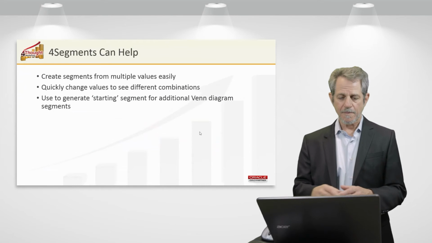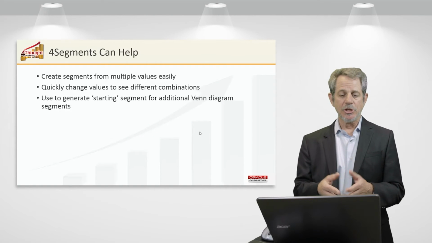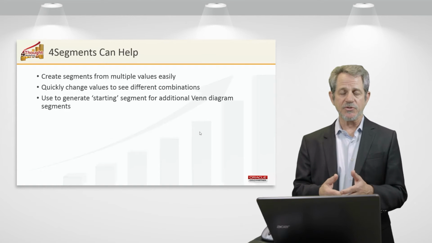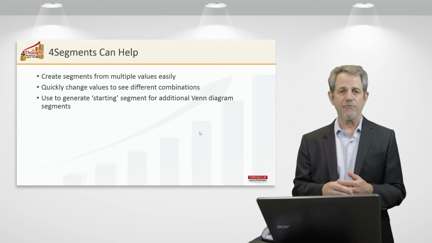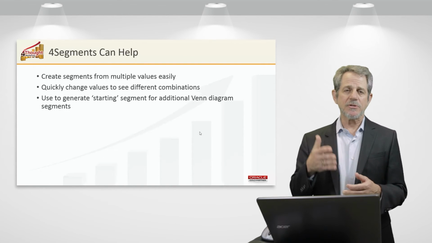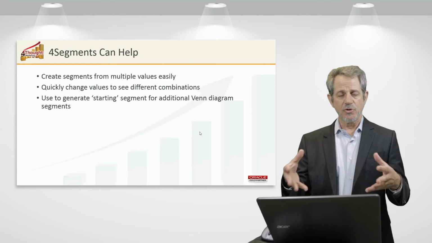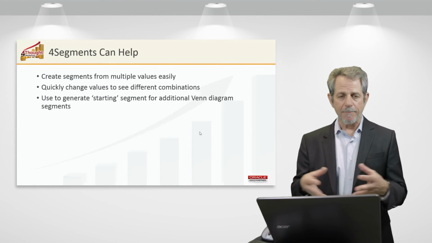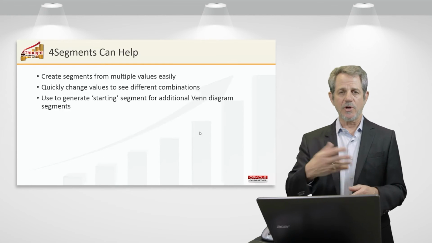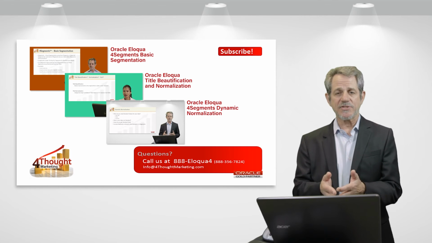So, what can advanced segmentation, matrix segmentation allow you to do? Create segments from multiple values very easily. You just saw me do it in a couple minutes. Quickly change the values to see different combinations, and use it especially as a starting point for your next segmentation. You can store these, save these segments if you need to, but most importantly, combine multiple values together to create your next segment.